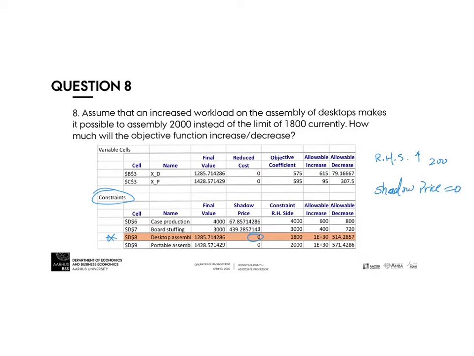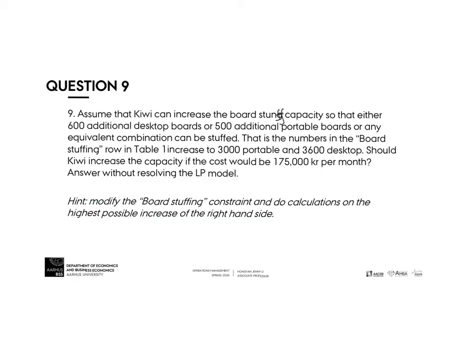That means even if you increase your capacity, the constraint is not binding, so your objective value will not change. That's how you answer this question.